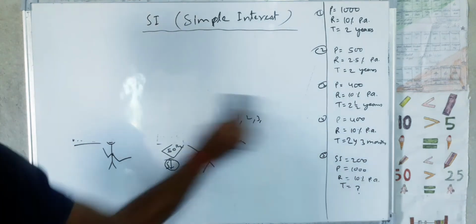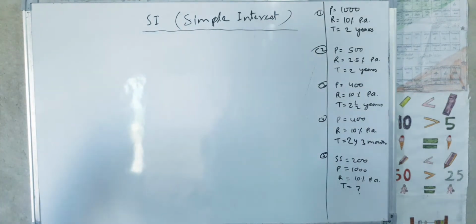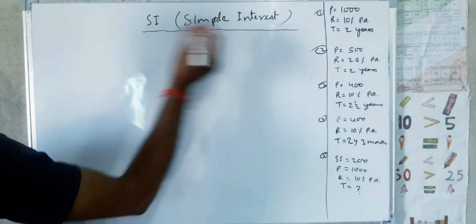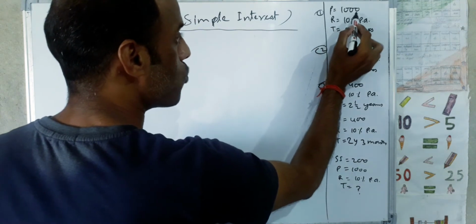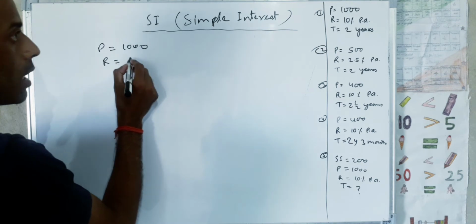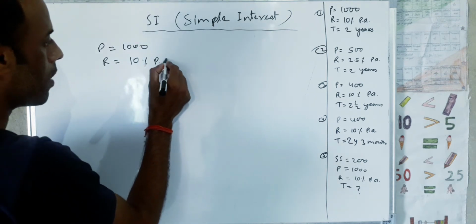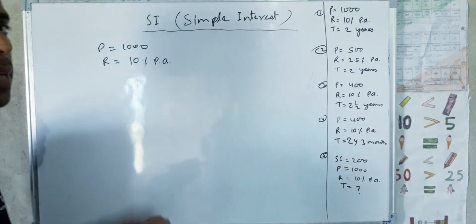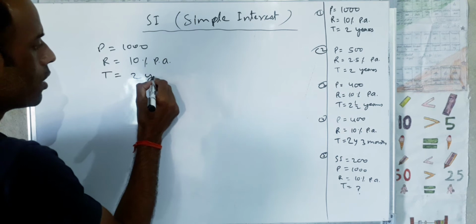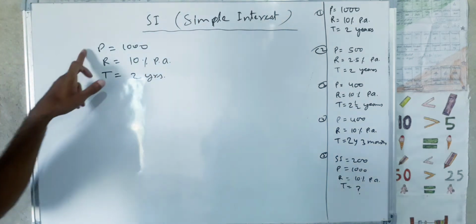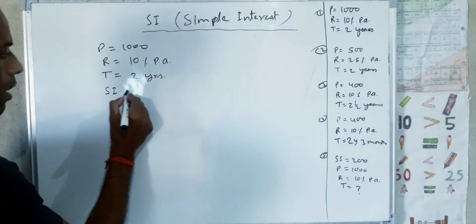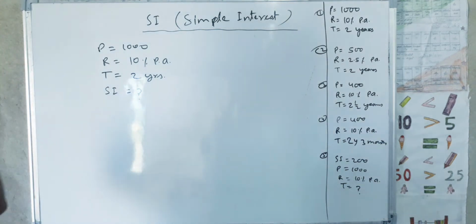Now let's start. Question number first is given here. Principal is 1000 rupees. Rate is 10% per annum. P.A. means per annum, means yearly. And time is also given here, 2 years. Principal, rate and time are given here. Find the value of SI, simple interest.